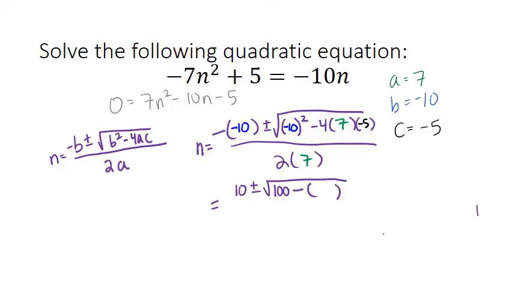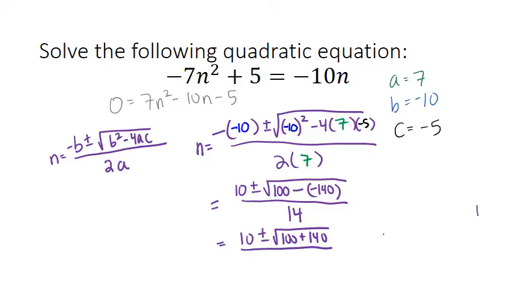When we multiply 4 times 7 times negative 5, we get negative 140 all over 14. Now, negative and negative 140 results in a positive. So we have 10 plus or minus the square root of 100 plus 140 all over 14. This simplifies to 10 plus or minus the square root of 240 over 14. We will continue in a moment.